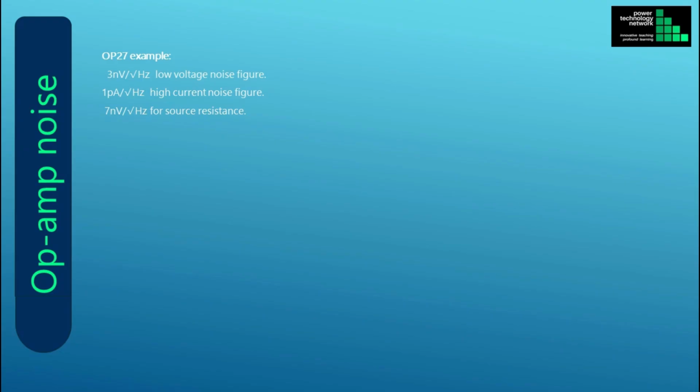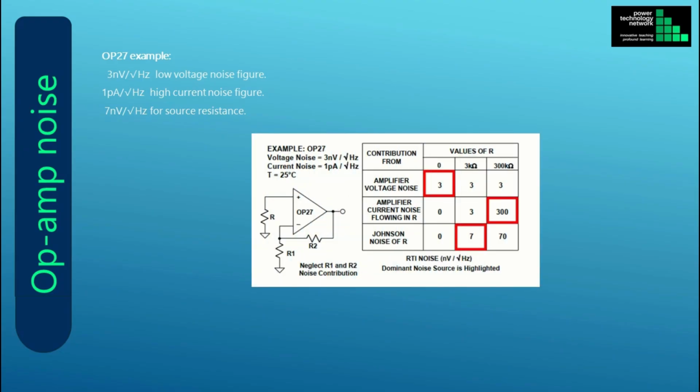This is the non-inverting amplifier with an OP27 op-amp. The voltage and current noise figures are shown in the top left. Note that these are specified at a temperature of 25 degrees Celsius. So we expect that these noise figures are temperature dependent, and will change with temperature. The noise contribution by R1 and R2 is neglected. The source resistance is indicated here. This resistance has a voltage noise of 7 nanovolt per square root hertz.